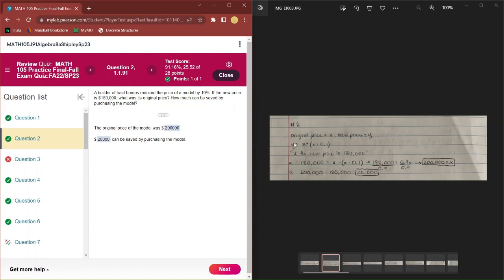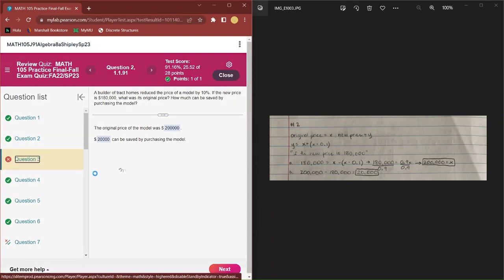As you can see here, the equation is the new price is the original price minus the original price times 10%, because you're reducing it by 10% of the discount. So that's what you do in this equation. You just solve for x, because you're trying to find the original price. And then for b, you want to find how much was saved by purchasing the model. So you just do the original price minus the discount price.